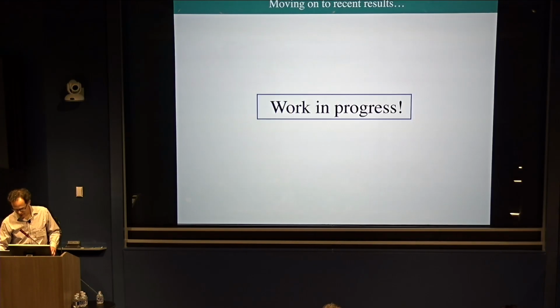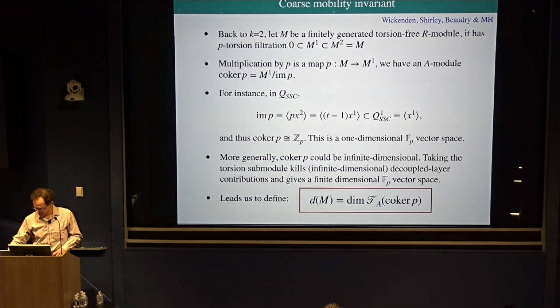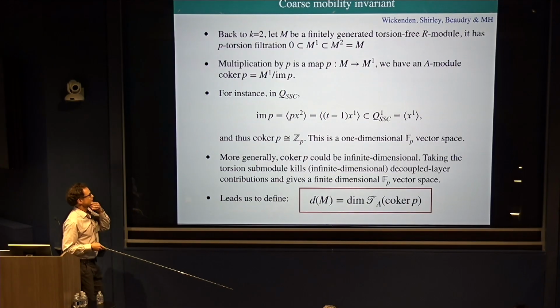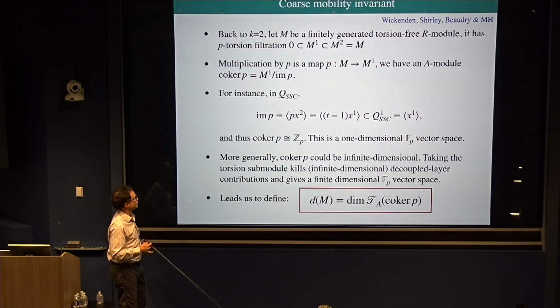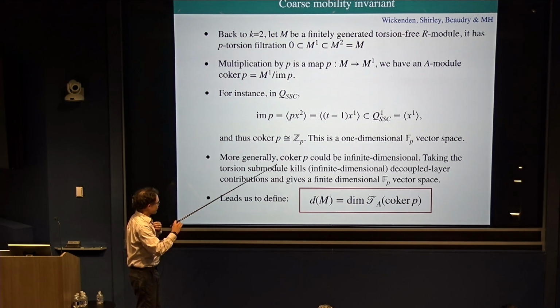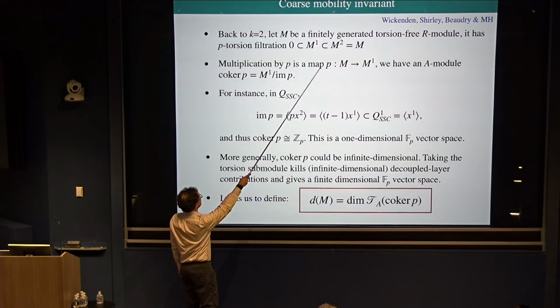All right. So now I get to some things that are more work in progress. I'll skip this because it's less interesting. And what I want to tell you about is an interesting mobility invariant. I thought I would have time to describe this in a little bit more detail. But the point, now we're at fusion order P squared, okay? So this filtration only has two levels.